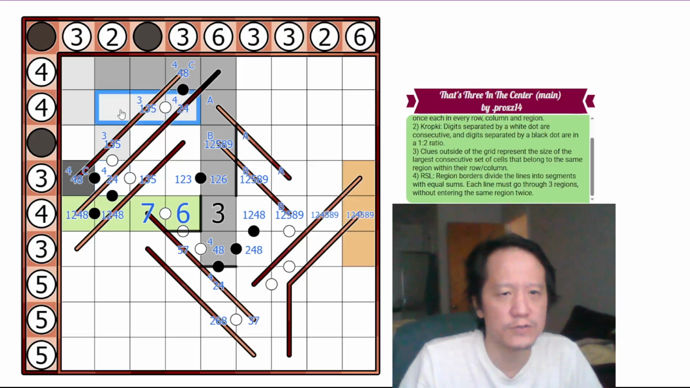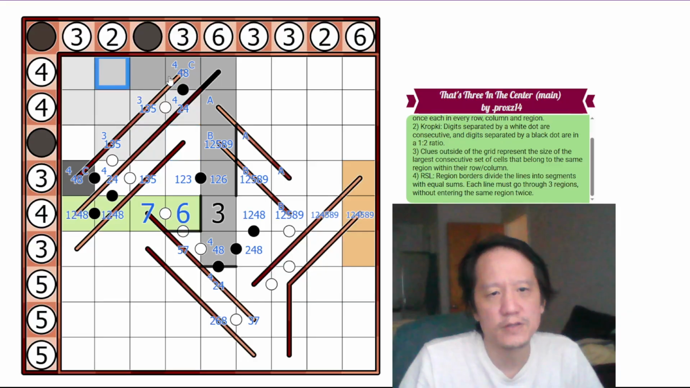We have 1, 2, 3, 4, 5, 6. This can't be a single digit by itself, so it has to be with that. 1, 2, 3, 4, 5, 6, 7. This is full. 9. We have 4 here. So this is all set.